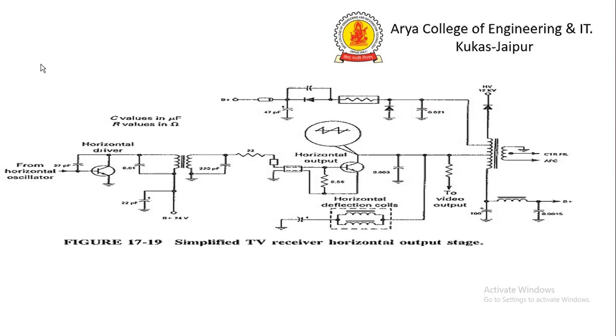With the help of the deflection oscillator, we can basically see the variation in the sine wave. And horizontal deflection coil to video output, CRT, and this is the horizontal output.